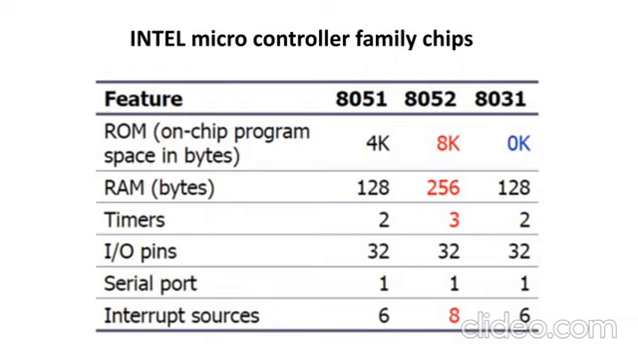Coming to IO ports, in all three chips you have the same IO pins, that is 32, 32 and 32. Then you have a serial port. In all three chips you have one serial port. Interrupts: in 8051 and 8031 you have 6 interrupts. In 8052 you have 8 interrupts.